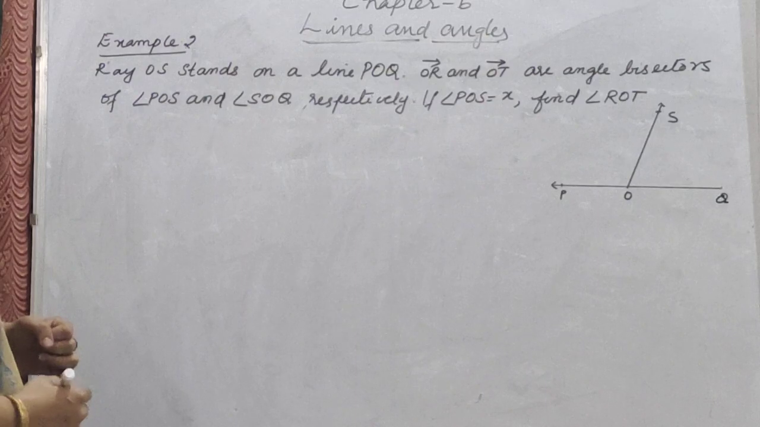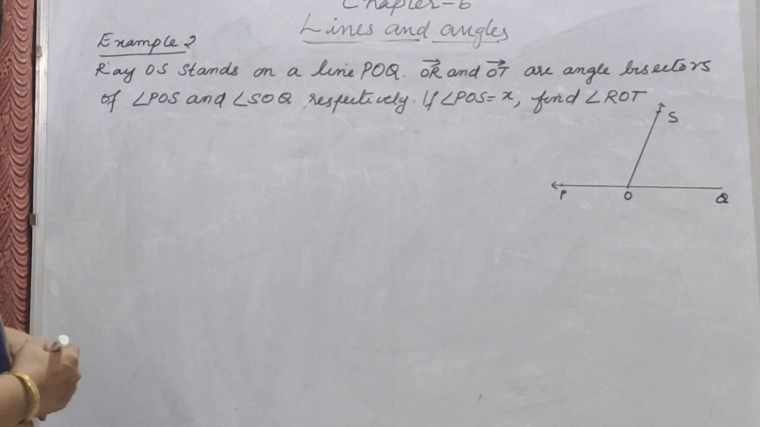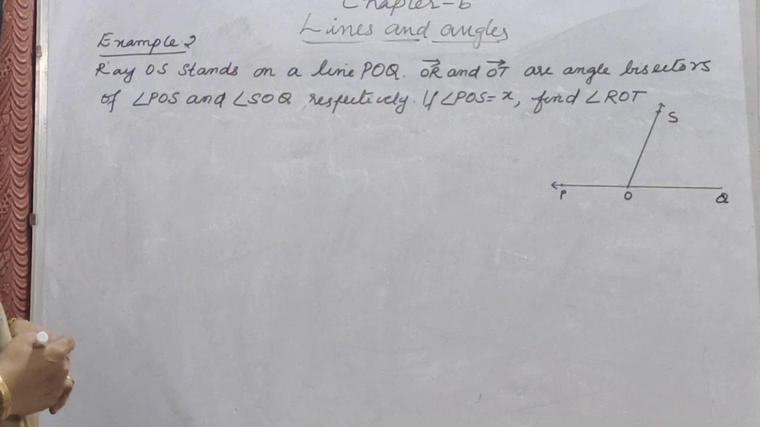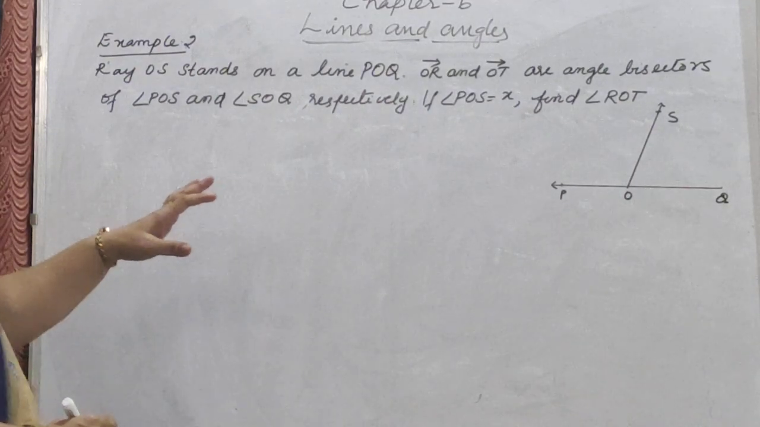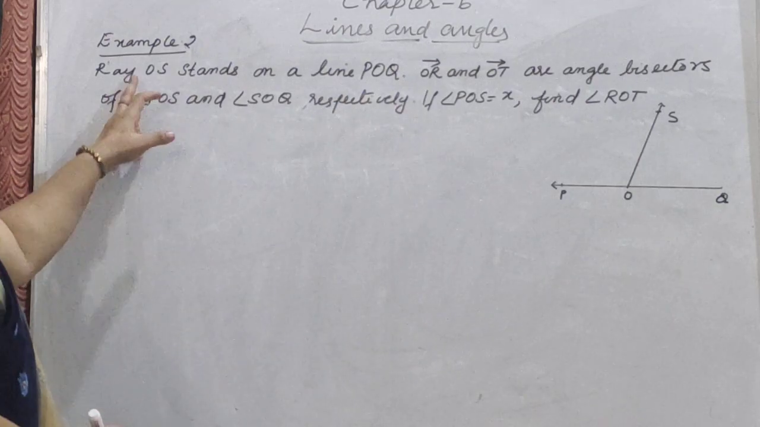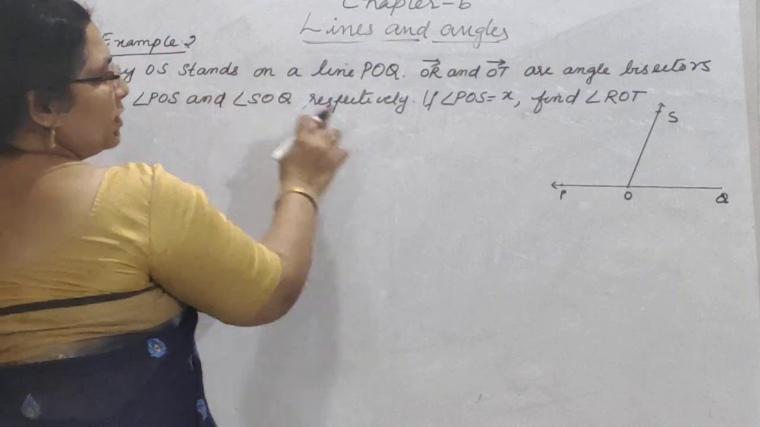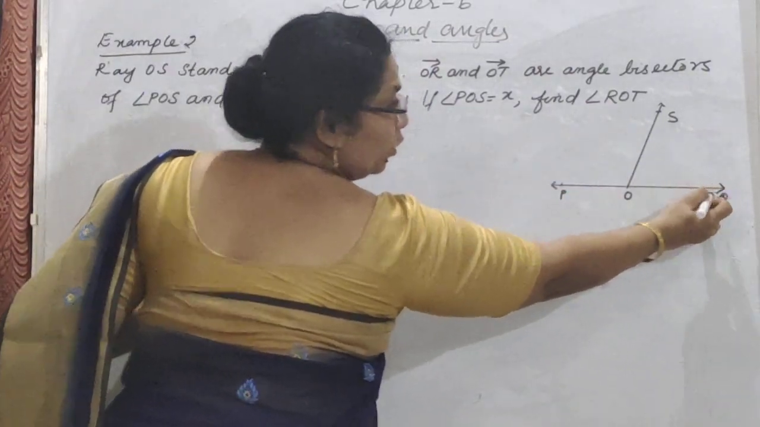Ray OS stands on a line POQ. Ray OR and ray OT are angle bisectors of angle POS and SOQ respectively. If POS equals x, find angle ROT. So I have completed only half the diagram. Ray OS stands on a line POQ. So it's clear from the first statement, OS stands on the line POQ.